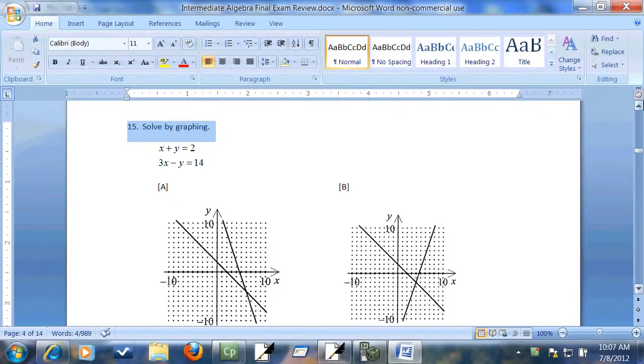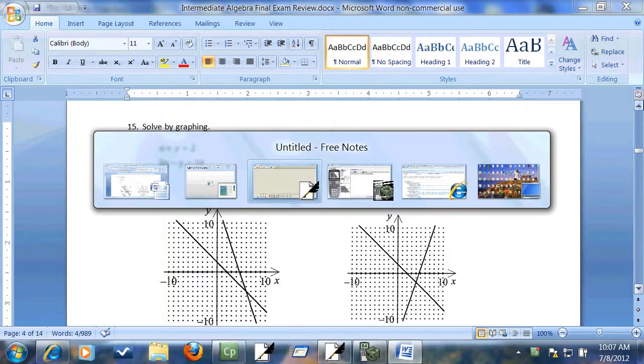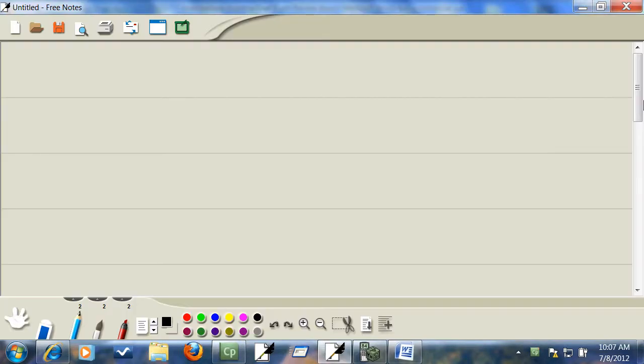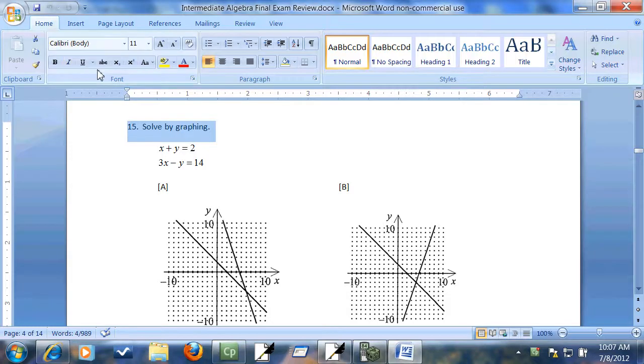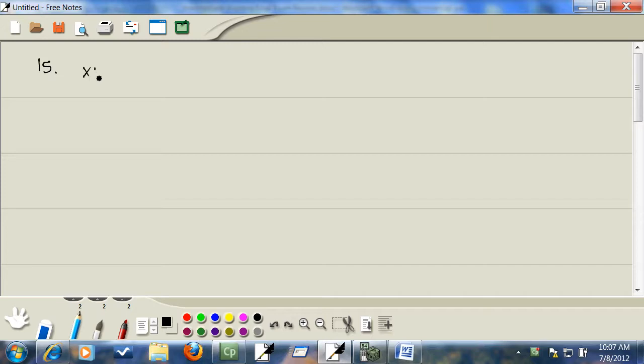Let's take a look at problem number 15. We want to solve the system of equations by graphing. I don't even know if I should even try to do this by hand, but let's see. We've got x plus y is equal to 2, and 3x minus y is equal to 14.